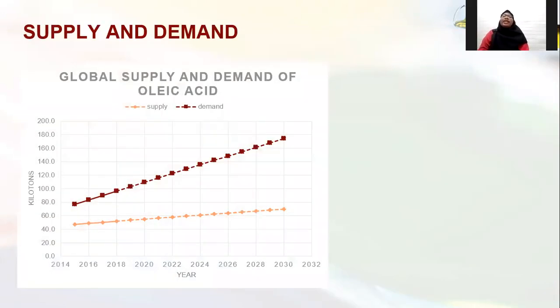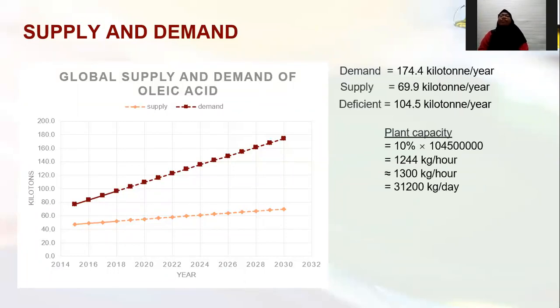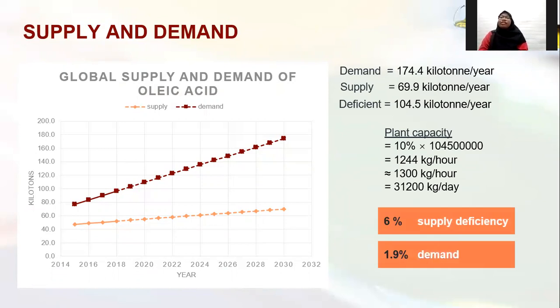For the supply and demand, the graph shows global supply and demand of oleic acid, where supply and demand increase every year. And from the graph, we get demand, supply, and deficit. From the demand and supply, we get our capacity of 31,200 kilogram per day, which is around 10% of supply, which fulfills 6% global supply increases, 1.9% global demand, and 2.9% global supply.